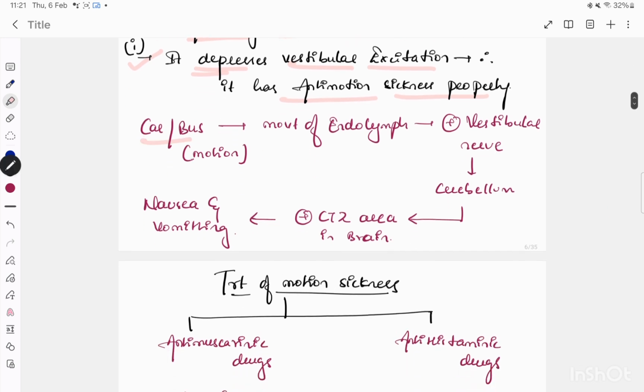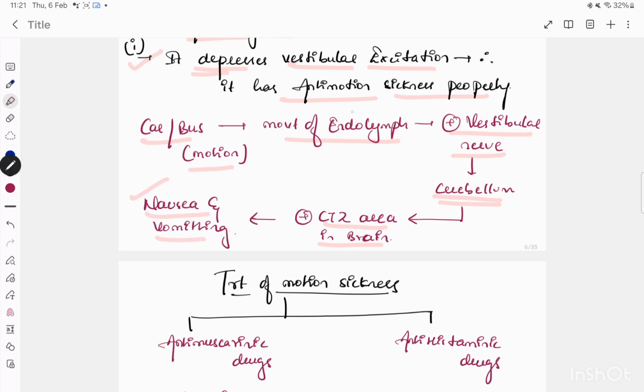While you're going in a car or bus, what will happen? There is movement of endolymph, because of which the vestibular nerve will get stimulated. This will go to the cerebellum, and this will stimulate the CTZ area in the brain. The CTZ area in the brain is responsible for nausea and vomiting. So nausea and vomiting will happen. So this is how it works.